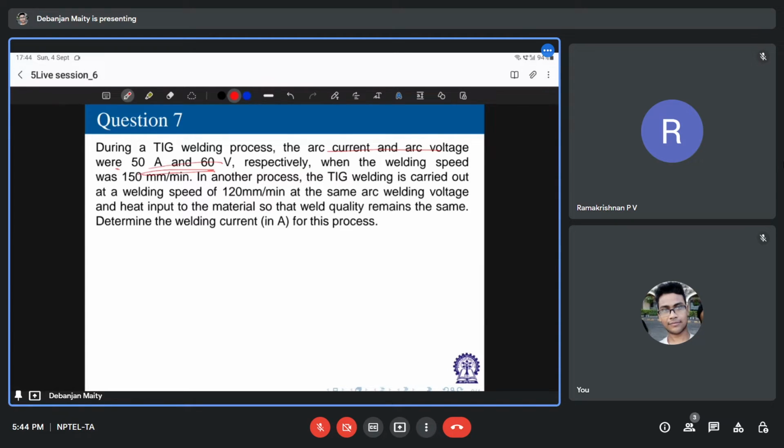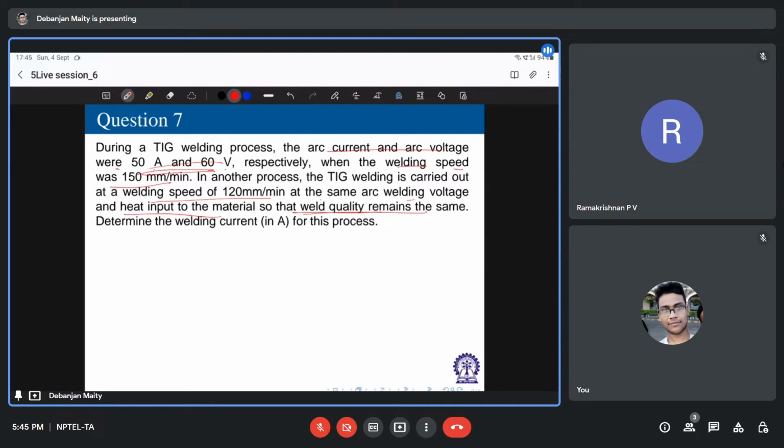So there are two cases. One is arc current 50 ampere and 60 volt when the welding speed was 150 per minute. And in another process, the welding speed was 120 per minute at the same arc welding voltage and heat input to the material so that the weld quality remains the same. So we need to determine the welding current for this process.